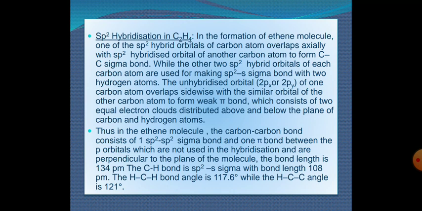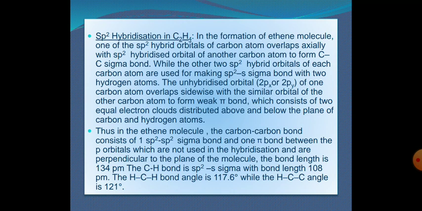Now students, look at this example. In the formation of the ethene molecule, one of the sp2 hybrid orbitals of carbon overlaps axially with the sp2 hybridized orbital of another carbon atom to form a carbon-carbon sigma bond, while the other two sp2 hybrid orbitals of each carbon atom are used to make sp2-s sigma bonds with two hydrogen atoms.